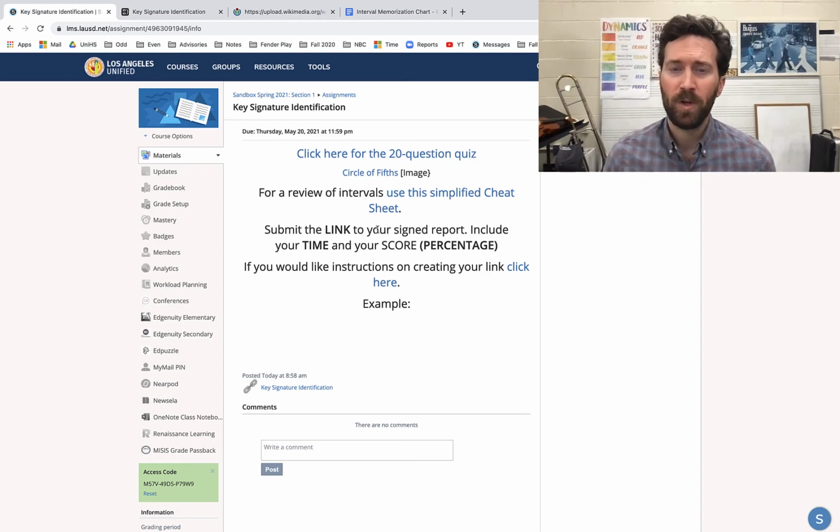Hello everyone! We're going to talk about how to identify key signatures, and I have a couple of hacks. So we're going to use the circle of fifths, and I'm going to show you two ways of identifying the name of a key signature without looking at the circle of fifths.